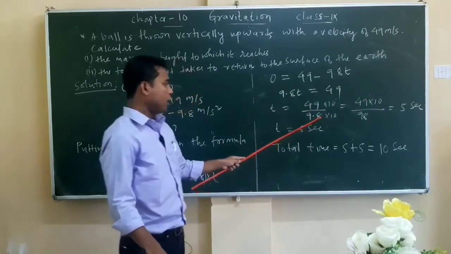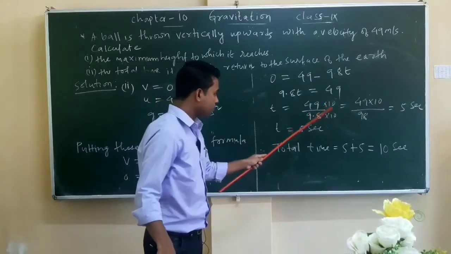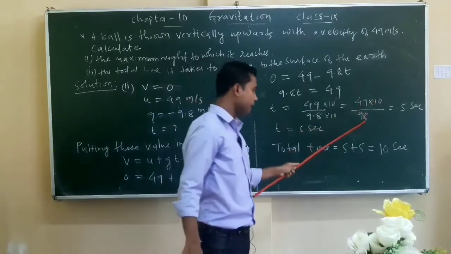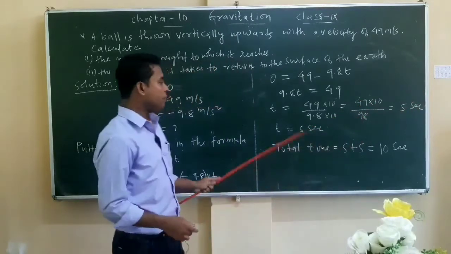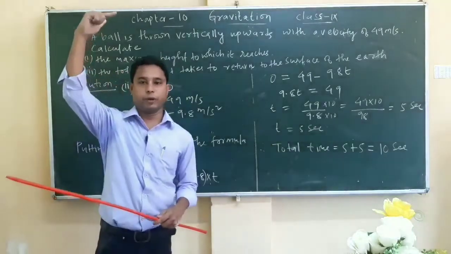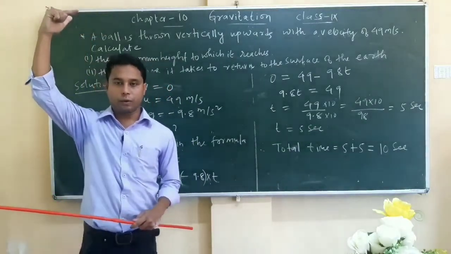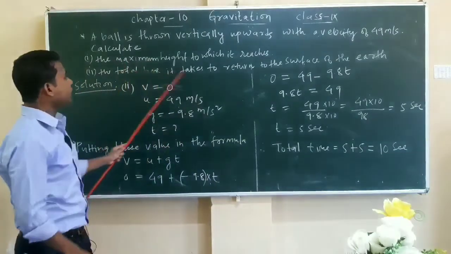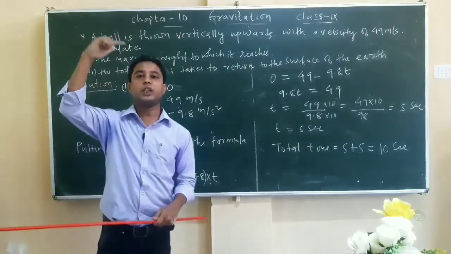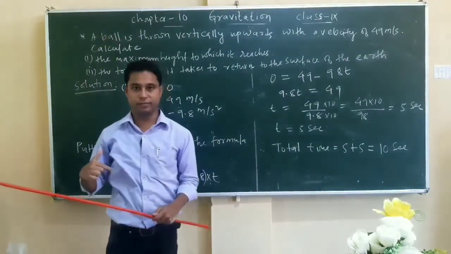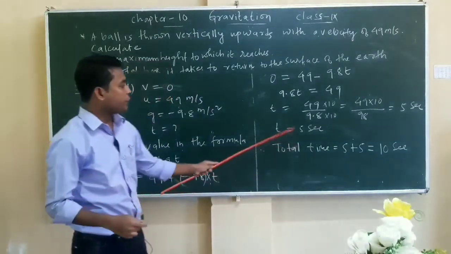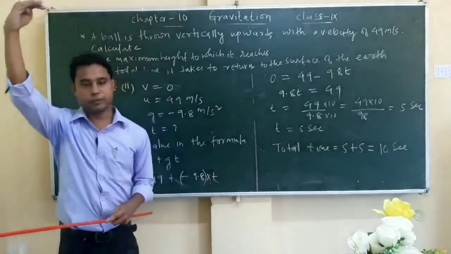We multiply by 10 to remove the decimal from the denominator. So we get 49 into 10 by 98 is equal to 5 seconds. So time is equal to 5 seconds. It takes 5 seconds to reach the highest point. Now the question is the total time it takes to return to the surface of the earth. The time taken to reach the highest point is equal to the time it takes to fall from the same height. So it takes 5 seconds to reach that highest point.